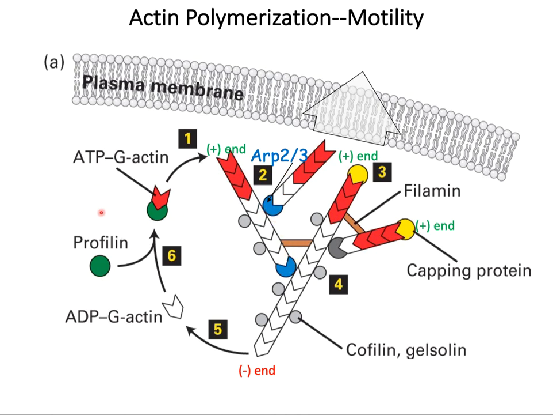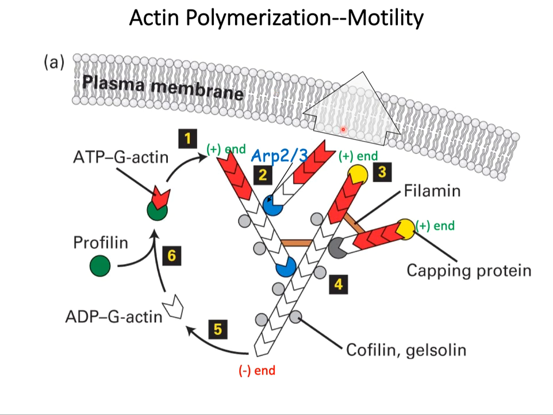Here is profilin in green that is charging the ADP G-actin that is coming off the minus end. And profilin is making the ATP G-actin, so you can get further growth at the plus end. The forces generated by the growth of all these branches will push the membrane forward. This is all happening at the leading edge.